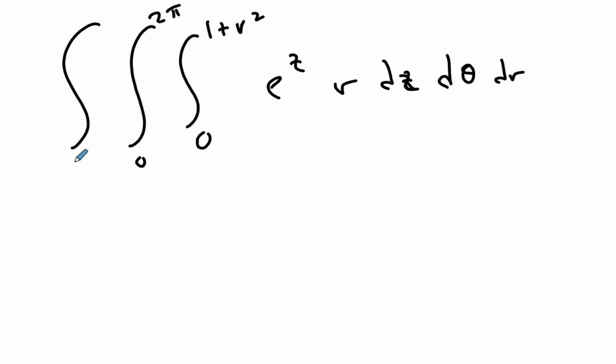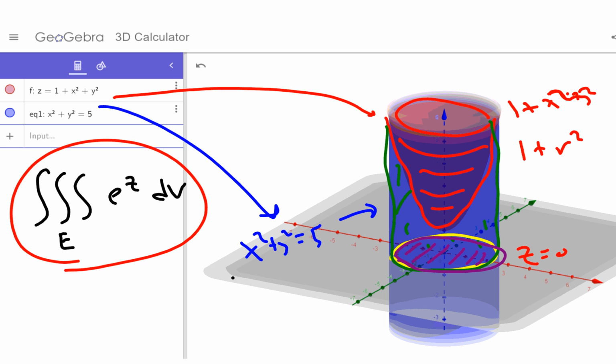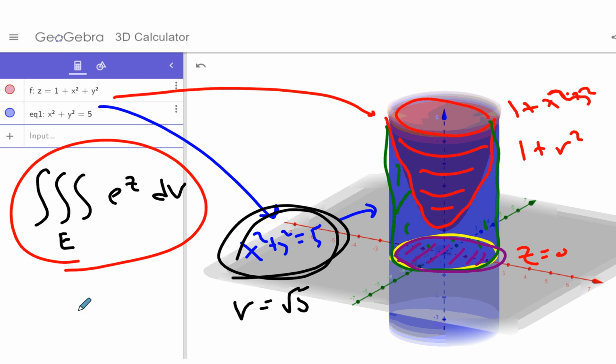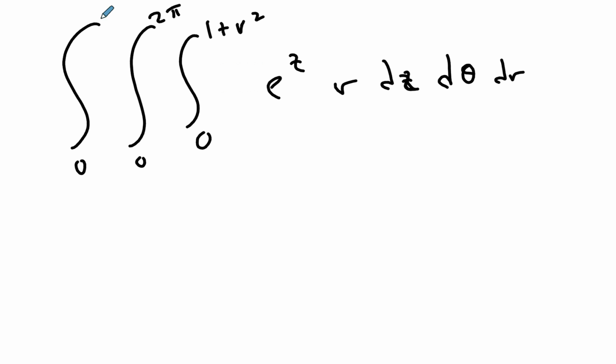And then r is going to go from 0, and be careful here. The equation of this circle is x squared plus y squared equals 5. That means that the radius is the square root of 5. So this should be the square root of 5 here. Okay, one at a time.